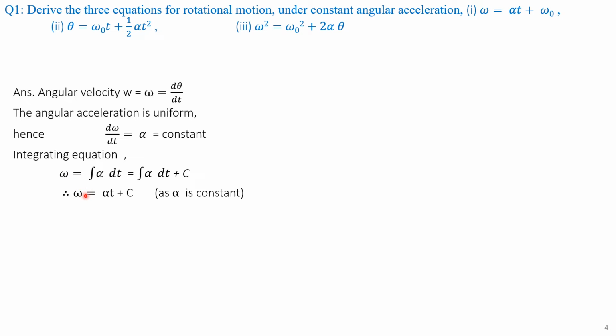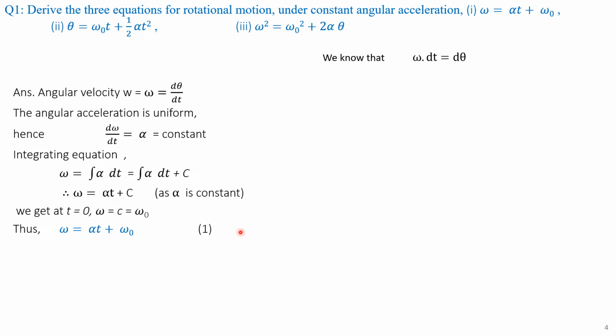Therefore, omega will be equal to alpha, which is constant, taken outside. The integral of dt is t plus c, as alpha is constant. At the time t equal to 0, omega is equal to omega naught. Therefore, the above equation becomes omega is equal to omega naught plus alpha t. Let it be equation 1.